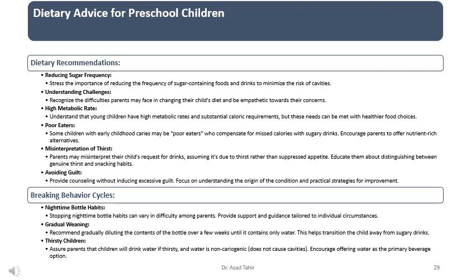Thirsty children. Assure parents children will drink water if thirsty, and water is non-cariogenic, meaning it does not cause cavities. Encourage offering water as the primary beverage option. By providing practical advice and support, dental professionals can empower parents to make positive dietary changes for their preschool children, promoting better oral health outcomes in the long term.